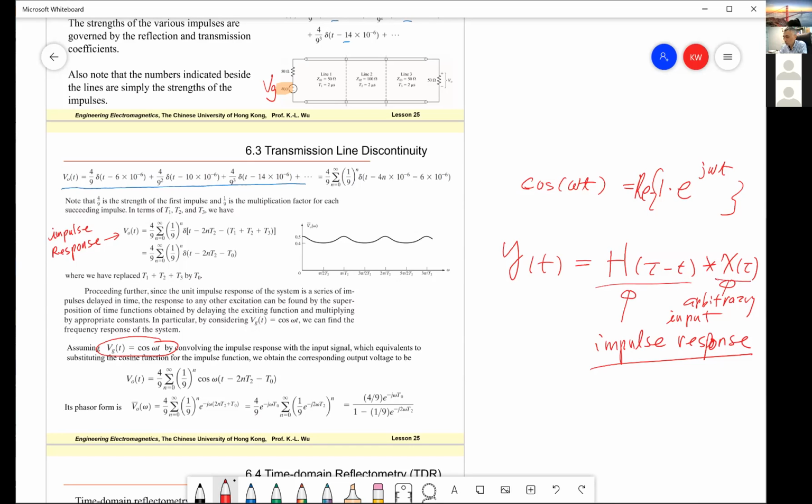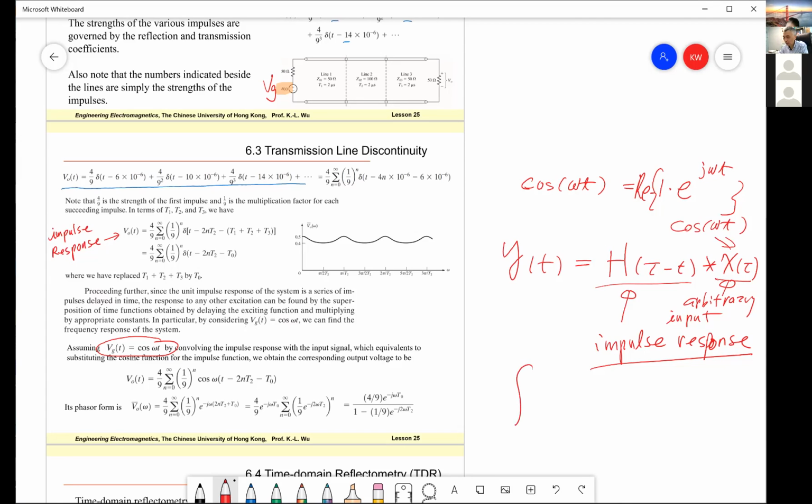We assume this becomes cosine omega t. So what matters is doing the convolution. I won't repeat how to do the convolution. The lucky thing is this is a delta function. The convolution with a delta function has a very important feature, right?